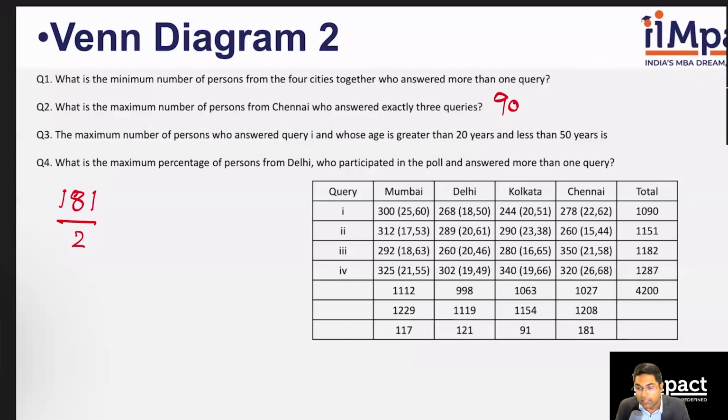Once you understand this funda, right, of 1 into exactly 1, 2 into exactly 2 and so on, these types of sets which may look difficult become like a 1-minute thing. Okay. Let's look at question number 3.